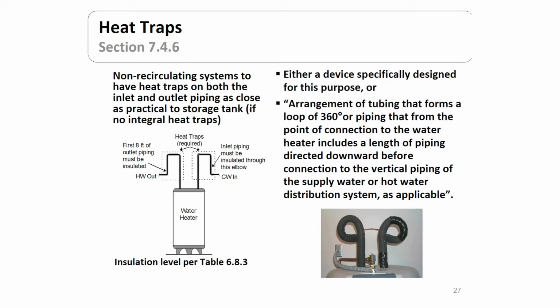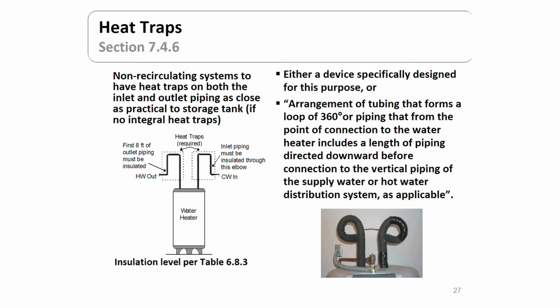Now here's the definition of a heat trap. A heat trap has to prevent the internal convection currents from the hot water heater from going up through the pipe and losing the heat through the piping system throughout the building. So any non-recirculating system has to have a heat trap on both the inlet and the outlet piping, and that should be as close as practical to the storage tank, unless that storage tank has some kind of an internal heat trap to it. The arrangement of a heat trap is this.